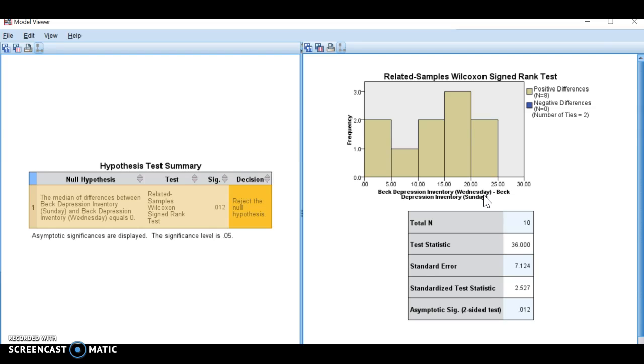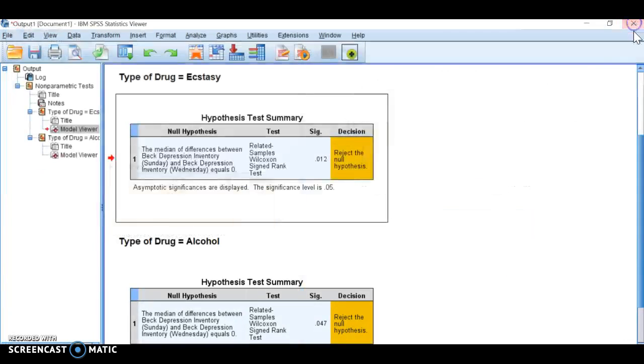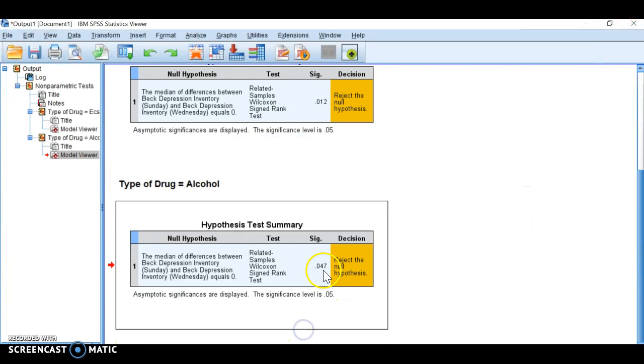And here's your significance value. Here is my test statistic. All right, so it's 36. So you generally report your test statistic and you generally report your significance value. So I'm going to close this one out and I'm going to look at alcohol.